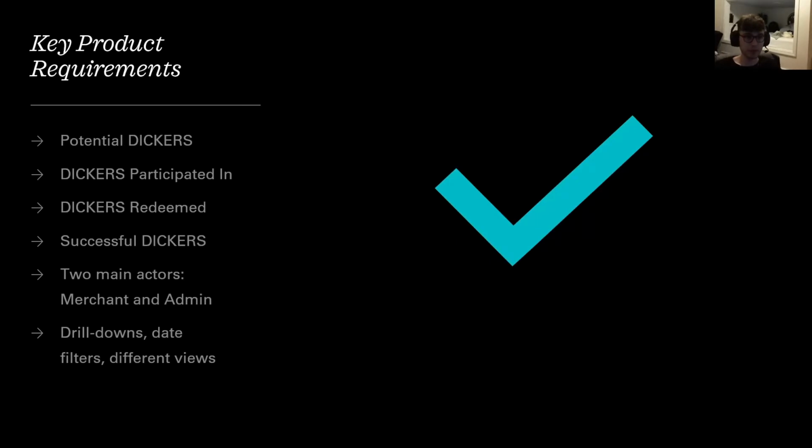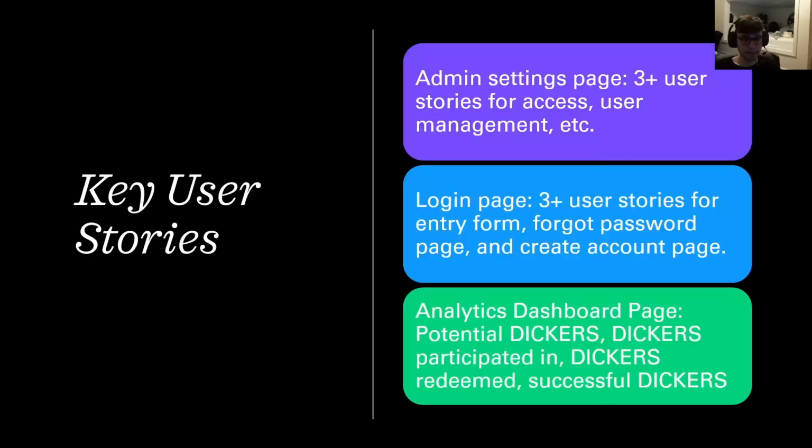Some of the key product requirements were potential DICKERs, DICKERs participated in, DICKERs redeemed, and successful DICKER charts. The two main actors are the merchant and admin, as well as having drill downs, date filters, and different views to look at the data.